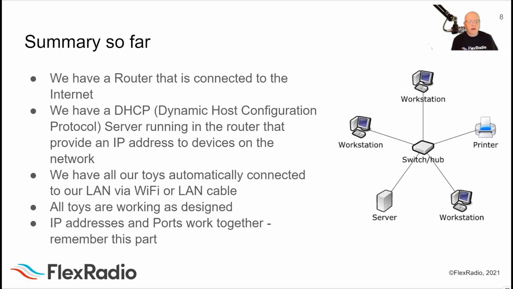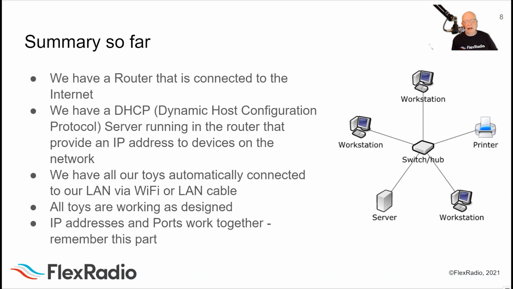So a bit of a summary. We have a router that's connected to the internet and your ISP. We have a DHCP server. That's the Dynamic Host Configuration Protocol. Strange name, but that's the one that gives everybody an IP address. And all of our toys are automatically connected to our LAN or our Wi-Fi to get an IP address. We have nothing manually configured. And if your buddies come over and say, hey, let me just manually configure everything, it'll work great. But if something changes, you're going to have to get them back to fix it. And that's what we're trying to avoid.